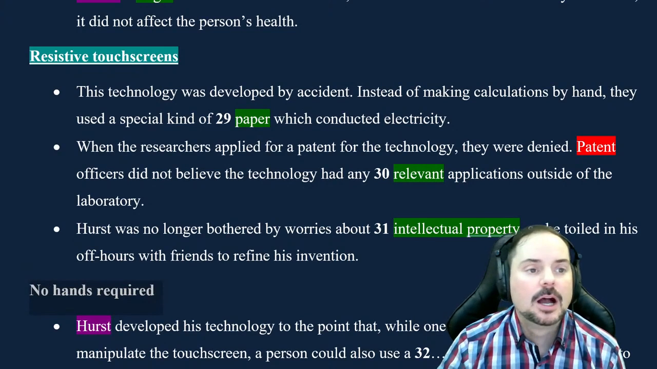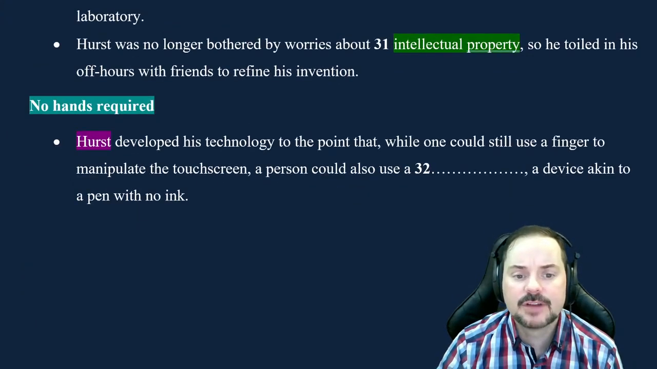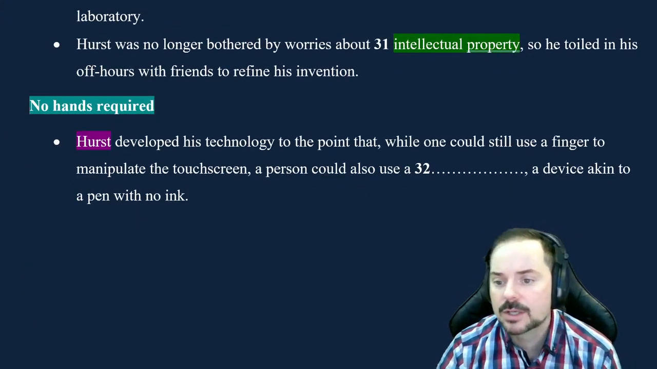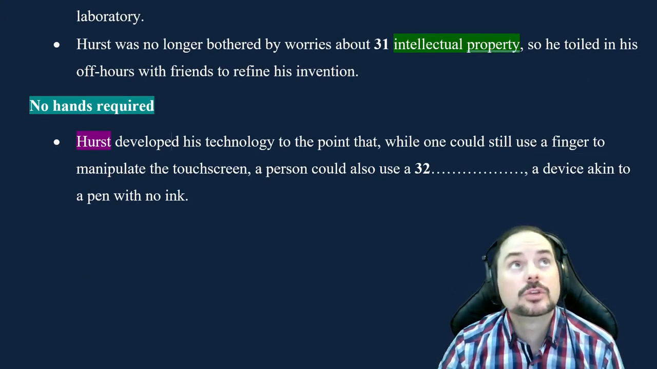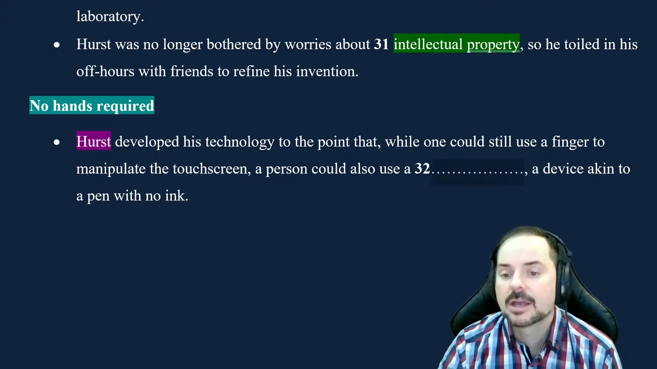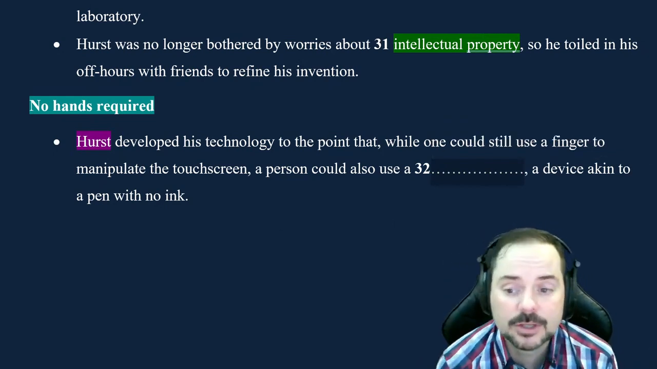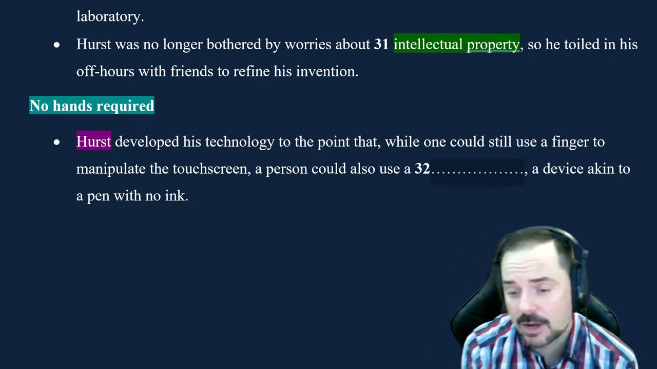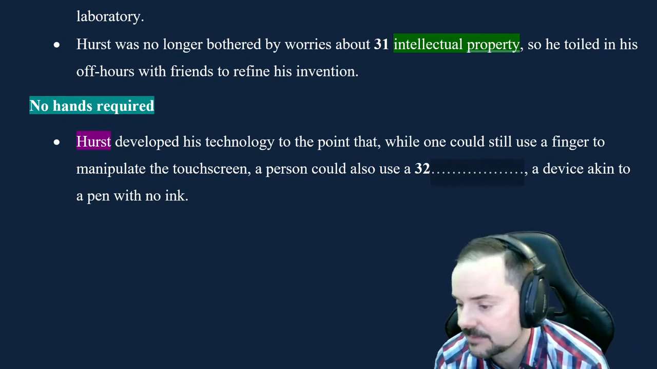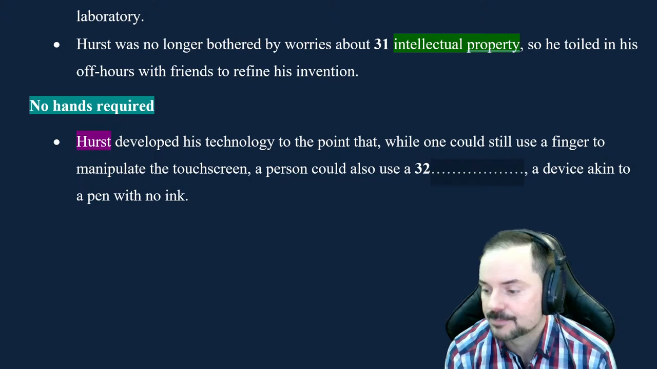All right, so let's read this one. Hirst developed his technology to the point that while one could still use a finger to manipulate the touchscreen, a person could also use a device akin to a pen with no ink. This one we talked about quite a bit during the class, so you should not have to read it again. It was a unique noun, so hopefully a lot of you caught it. Let's see if anybody in the chat is able to answer this question without me giving it to them.